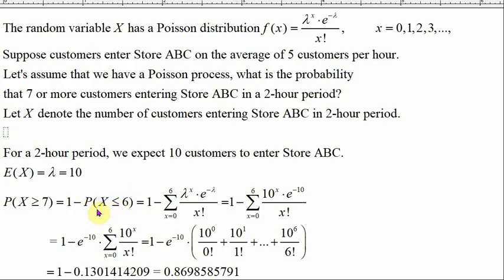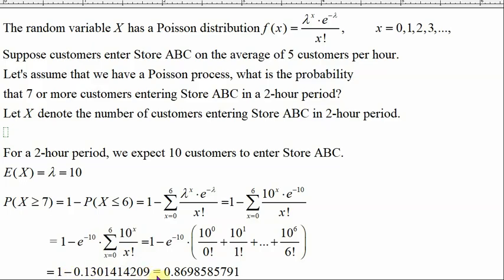The probability of x less than or equal to 6 is the sum from 0 to 6. Lambda is 10, so we get 10 to the x times e to the minus 10 divided by x factorial. And then we can move the e to the negative 10 and place it in front of the summation sign right here, and then evaluate this sum right here, which is going to be 0.13014142.